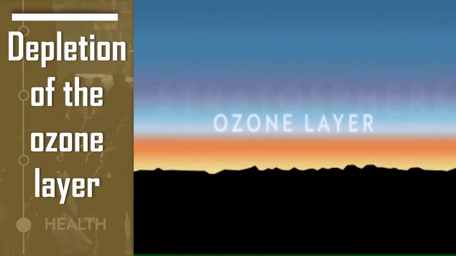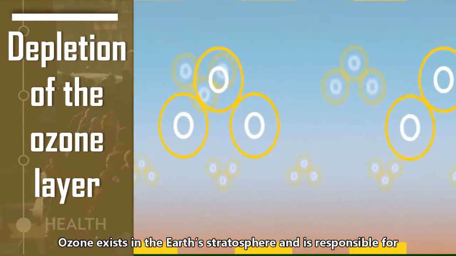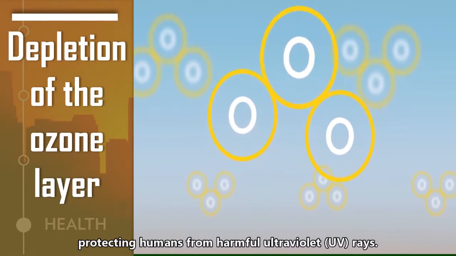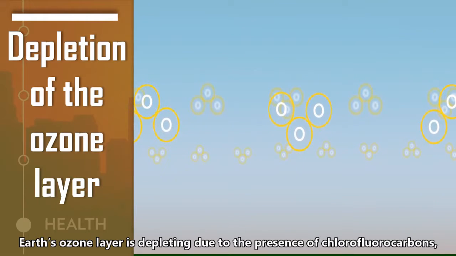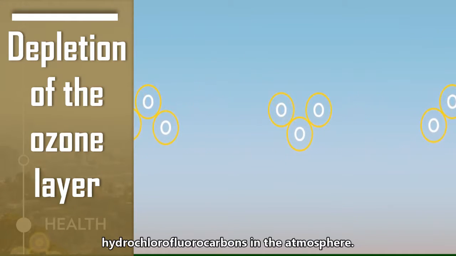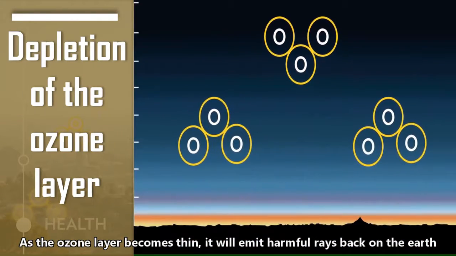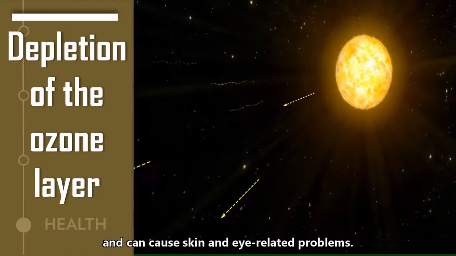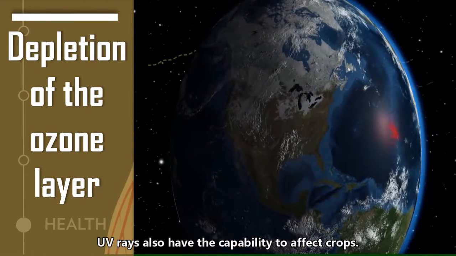Other than that is depletion of the ozone layer. Ozone exists in the Earth's stratosphere and is responsible for protecting humans from harmful ultraviolet UV rays. Earth's ozone layer is depleting due to the presence of chlorofluorocarbons and hydrochlorofluorocarbons in the atmosphere. As the ozone layer becomes thin, it will let harmful rays reach the Earth and can cause skin and eye-related problems. UV rays also have the capability to affect crops.